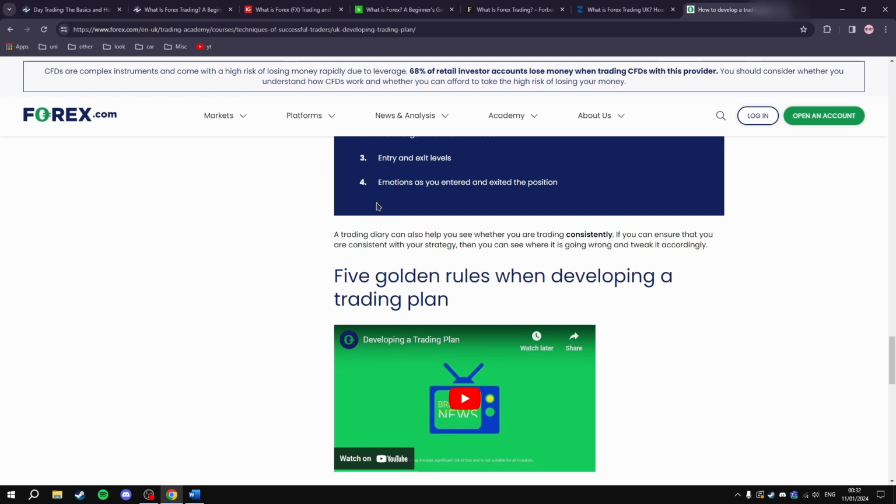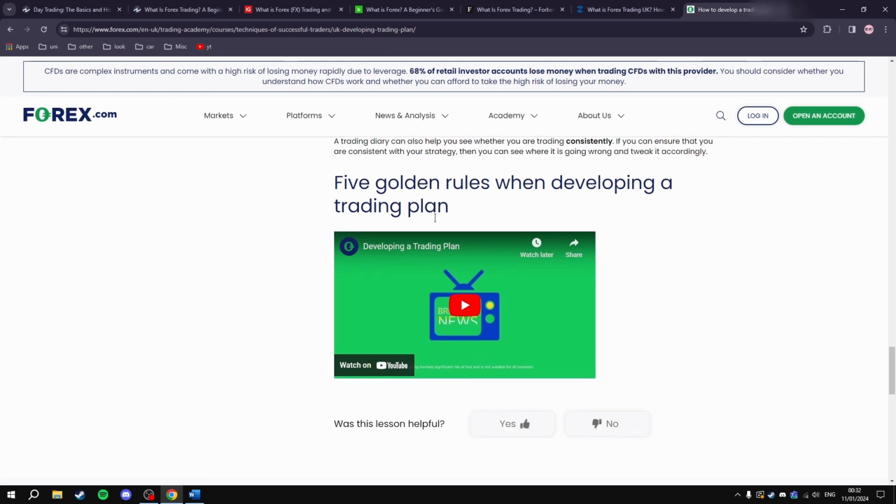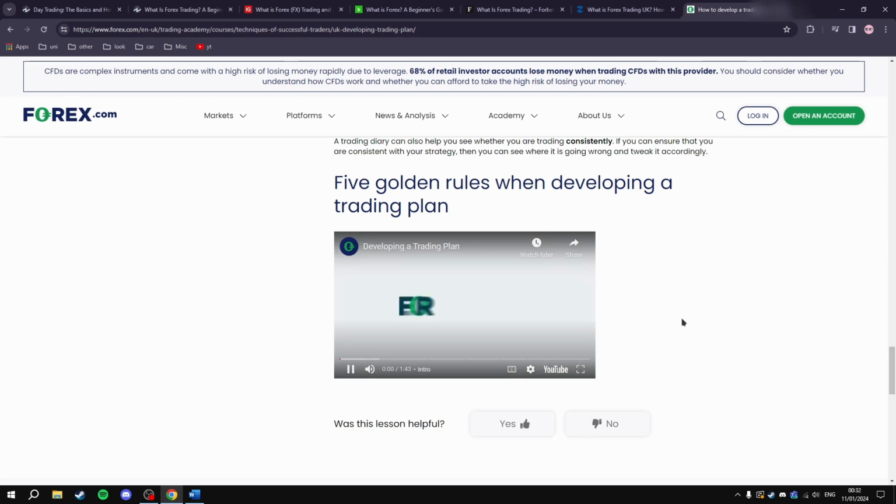Trading diary can also help you see whether you are trading consistently. If you can ensure that you are consistent with your strategy, then you can see where it is going wrong and tweak it accordingly. 5 golden rules when developing a trading plan.